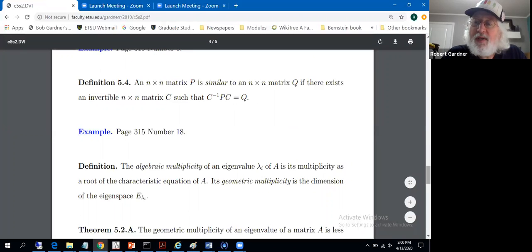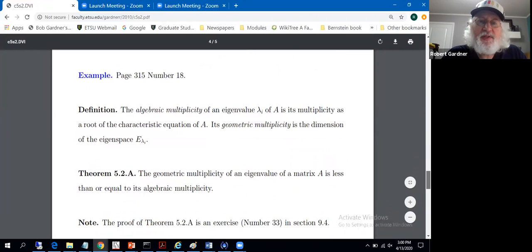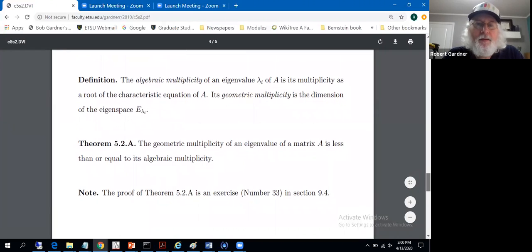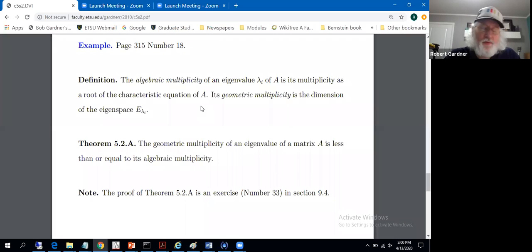Back to the notes, we need to explore this algebraic multiplicity stuff a little bit more. The algebraic multiplicity of an eigenvalue, lambda sub i, of a matrix A is its multiplicity as a root of the characteristic equation of A. So if we just get linear terms, all the eigenvalues are multiplicity 1. If we get a linear term squared, then we've got an eigenvalue of multiplicity 2. It's the exponent that goes on that linear term.